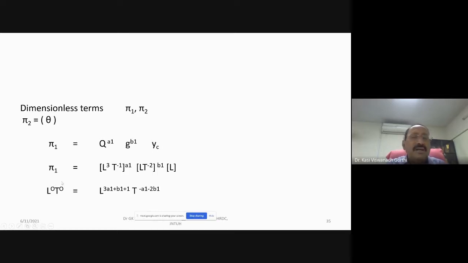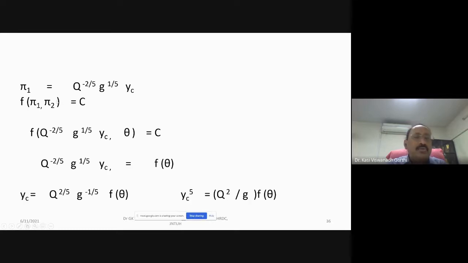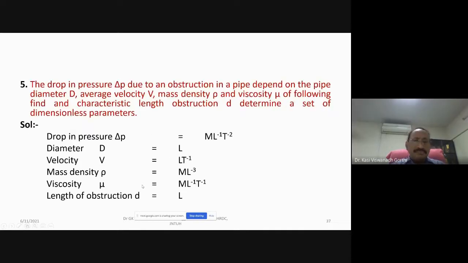So solve for pi 1, solve for pi 2, and f of pi 1 comma pi 2 is equal to C, and hence the critical depth Yc is equal to Q square by g into a function of theta. Okay. Similarly, one more problem on the pressure drop.